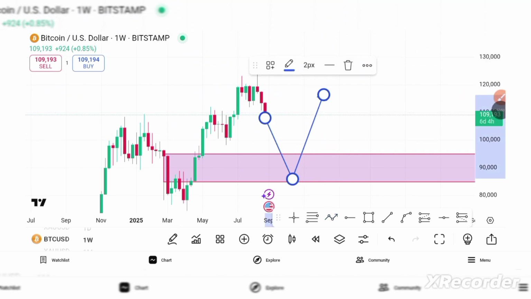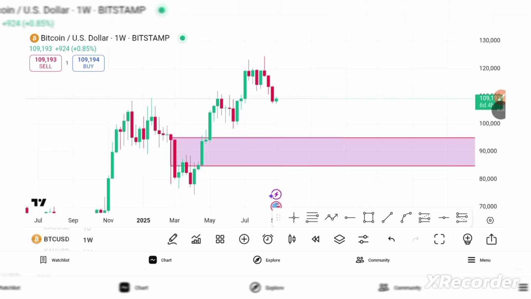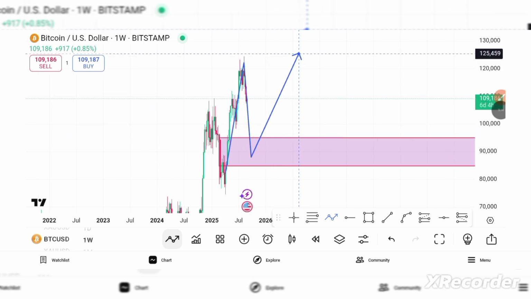Because if you look at this zone, you will see that only buyers have dominated this market, and sellers have to come to the market and break the market to this zone before giving us a trade to the upside.